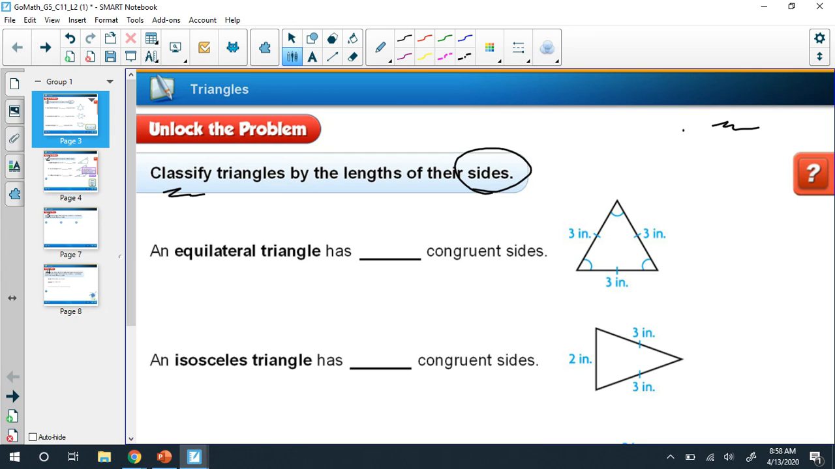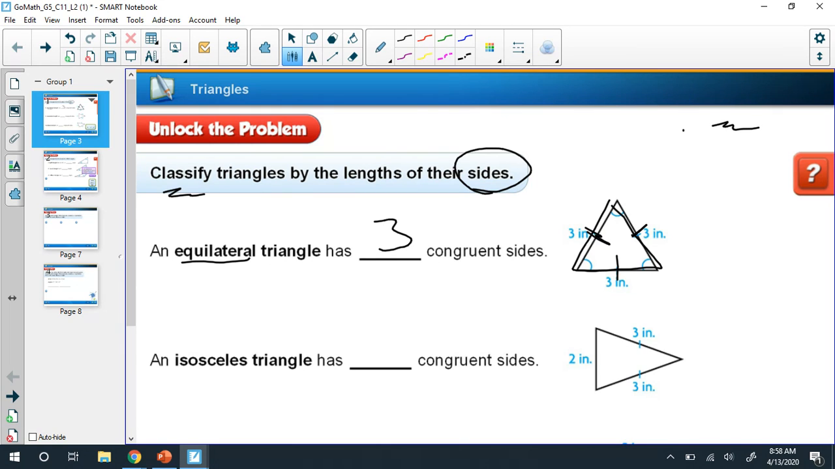And really what we're looking for here are sides that are congruent. So to begin, an equilateral triangle has three congruent sides. That means that all three sides are the same length. Remember, the way that we tell that they're the same length if they're not marked with measurements is we look for these little tick marks on them. And if all three have the same tick mark, then that means that all three of those sides are the same.